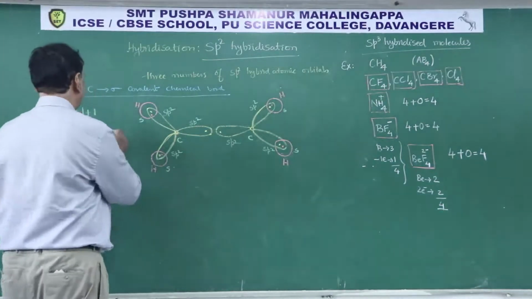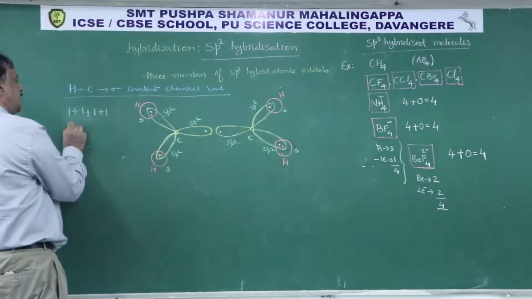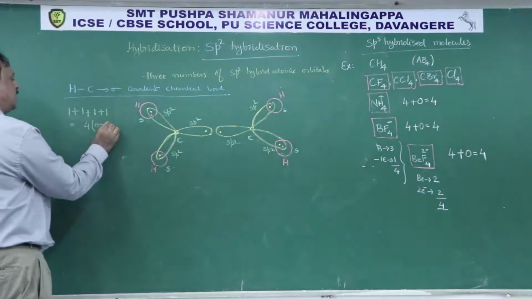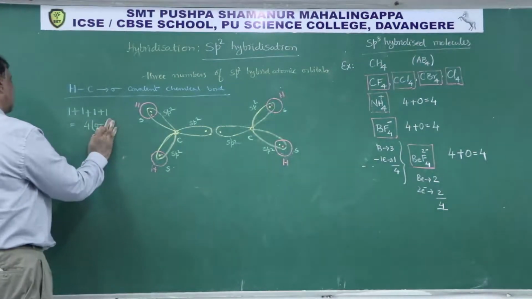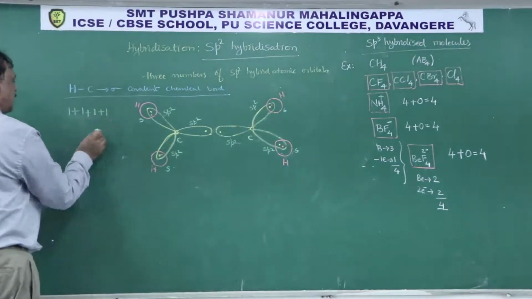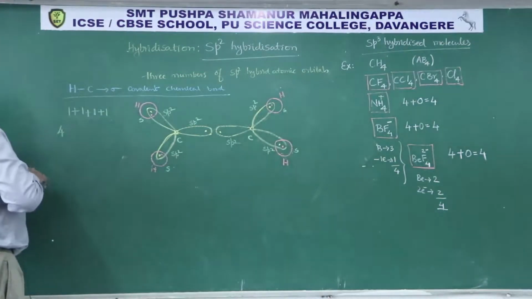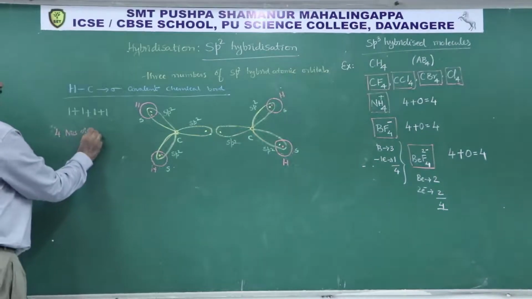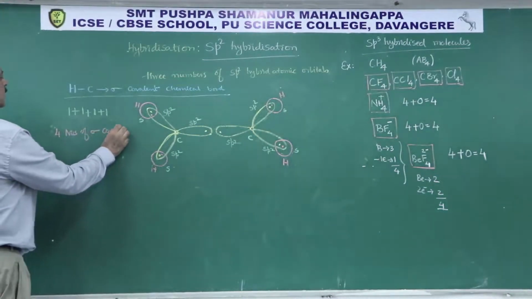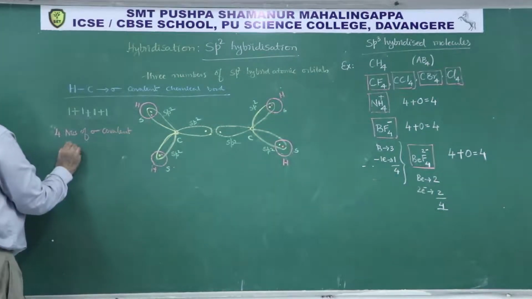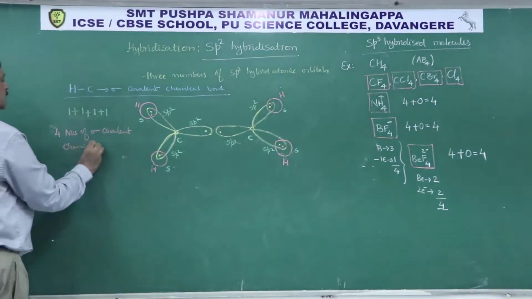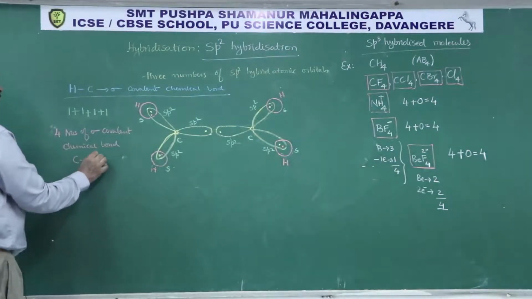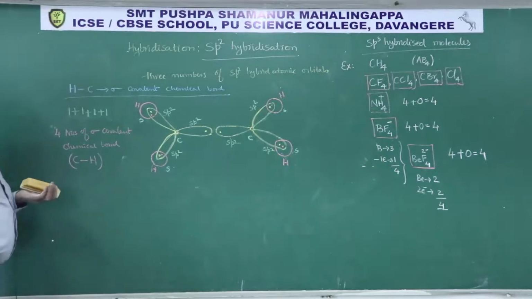Therefore, now we have four sigma covalent chemical bonds formed. These are carbon-hydrogen sigma covalent chemical bonds.